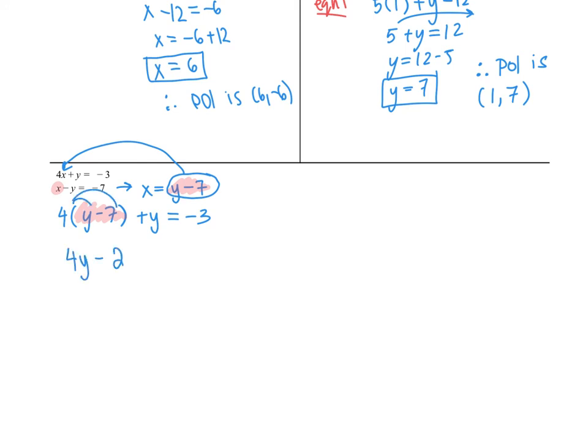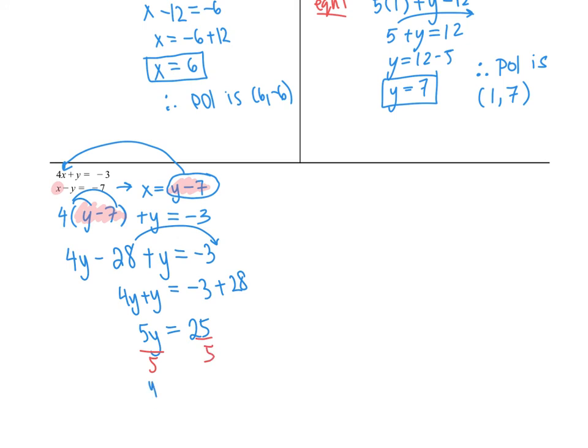So when you distribute the 4 in, you get 4y minus 28 plus y equals negative 3. When I bring the negative 28 over, it becomes positive 28. So 4 plus 1, 5y's. Negative 3 plus 28 is 25. And when I divide both sides by 5, I get 5 for y.